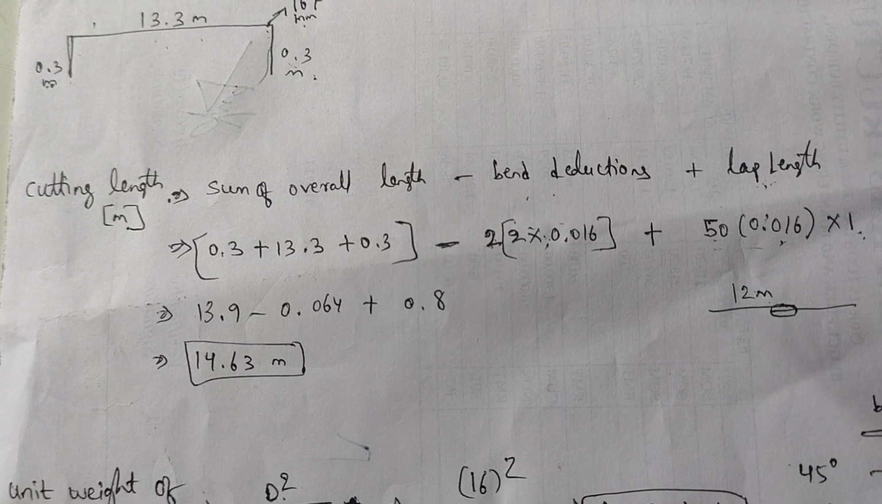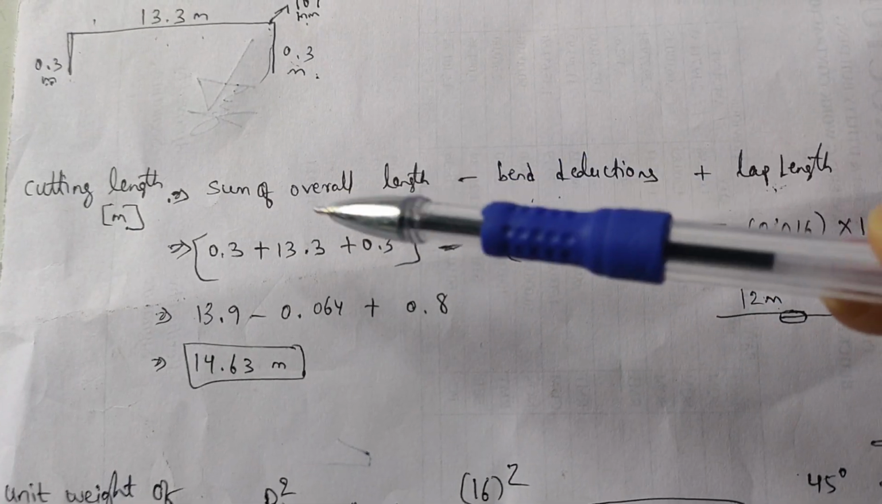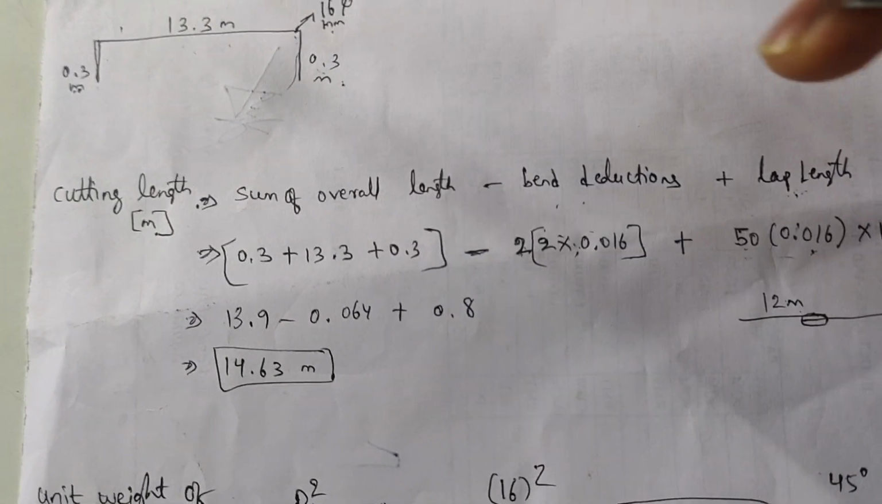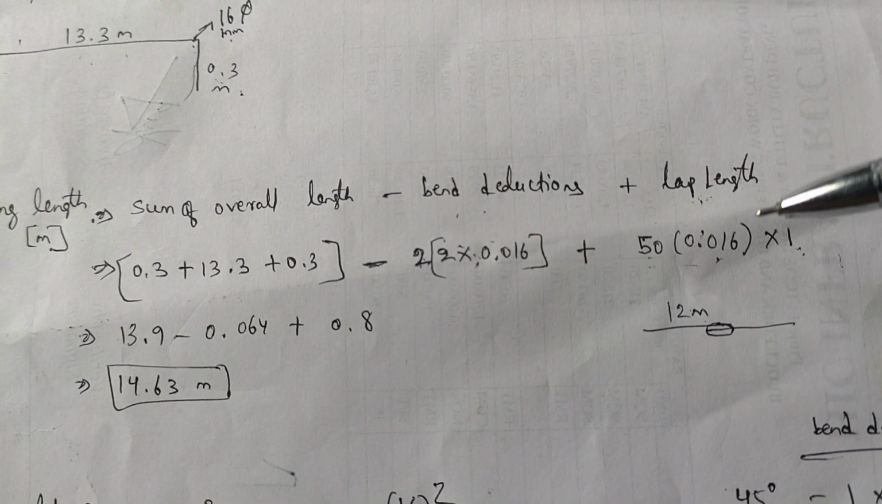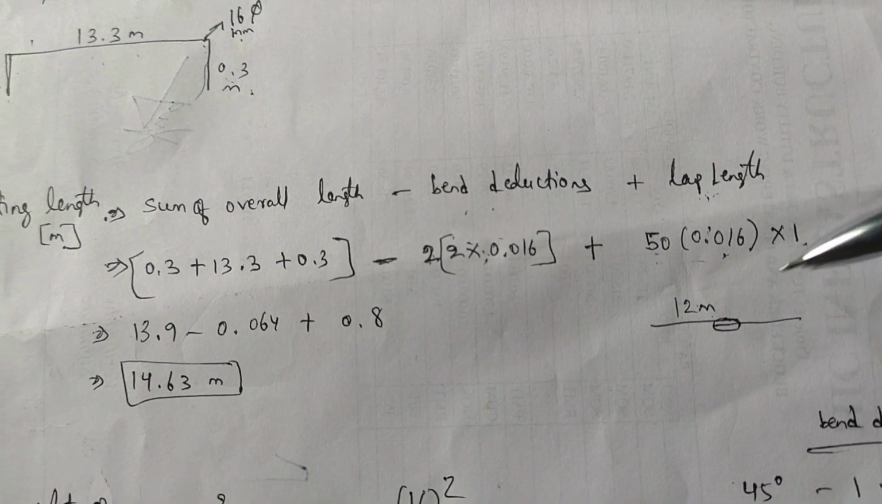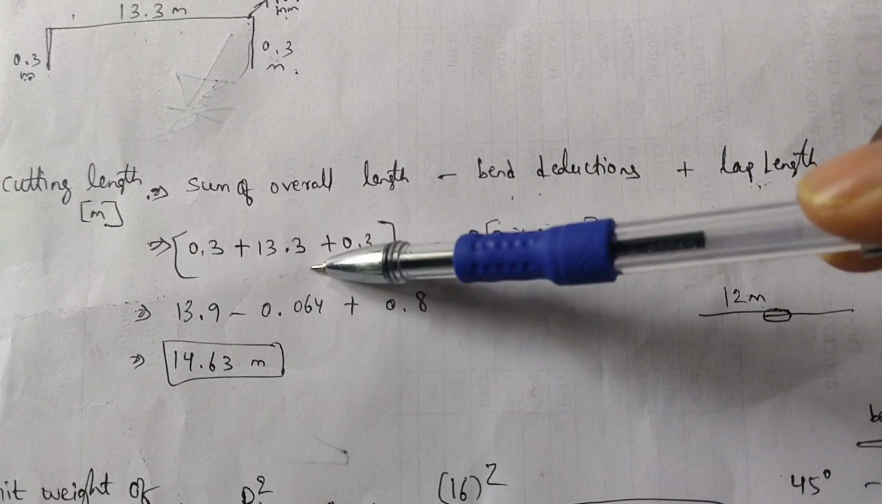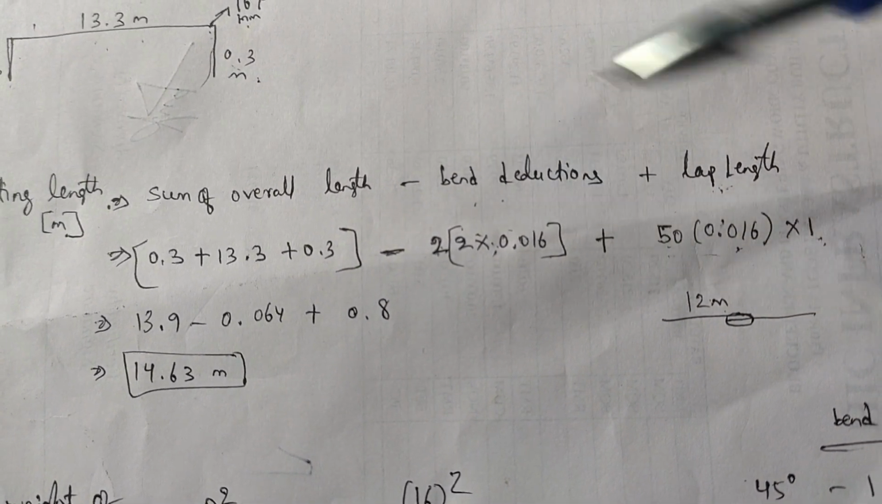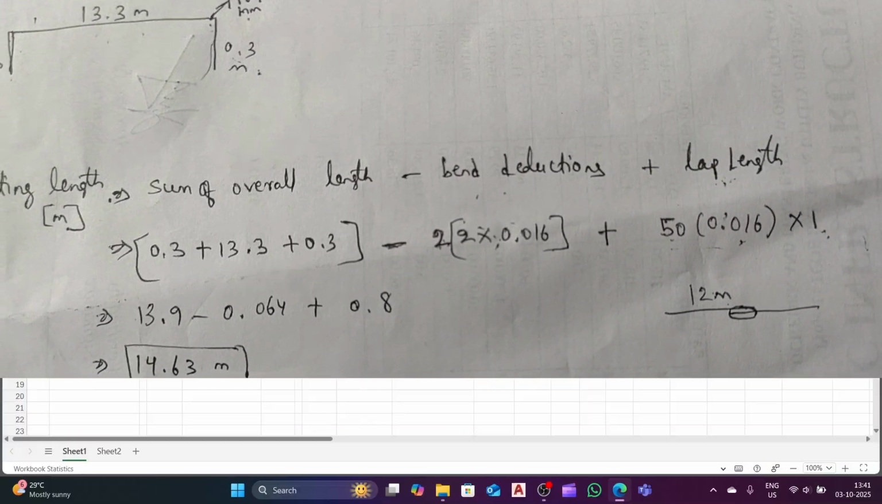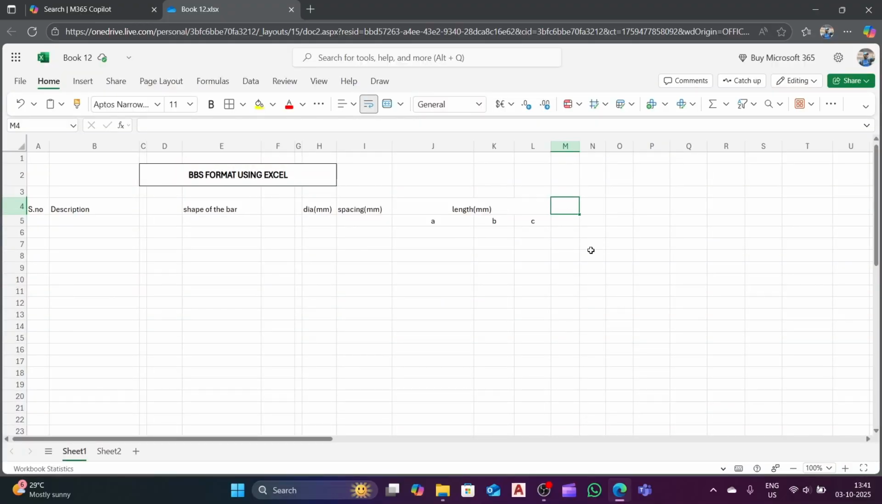Okay. And if you again see the calculation of this cutting length, after entering all the dimensions of the steel bar, we did the calculation for bend deductions and then lapping length. So in the BBS sheet, we entered the columns for these dimensions, and we will add columns for bend deductions and lap length also. After the length, I will mention the angle of the bend.